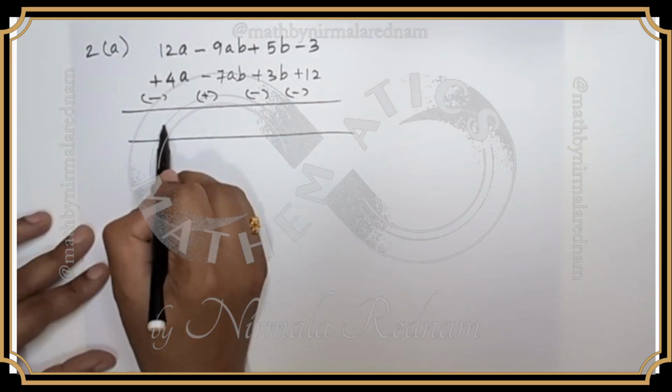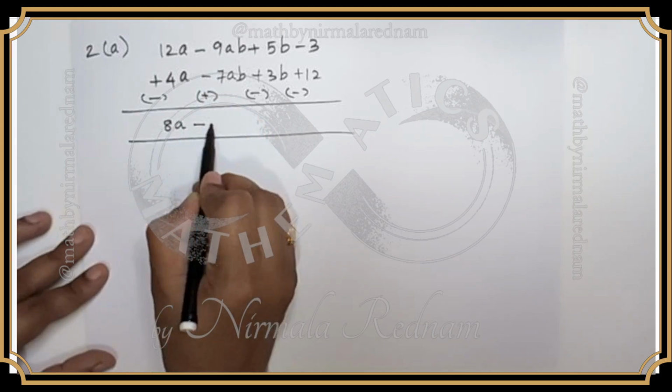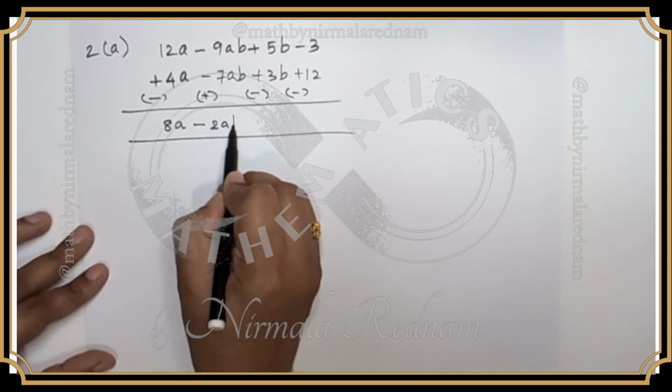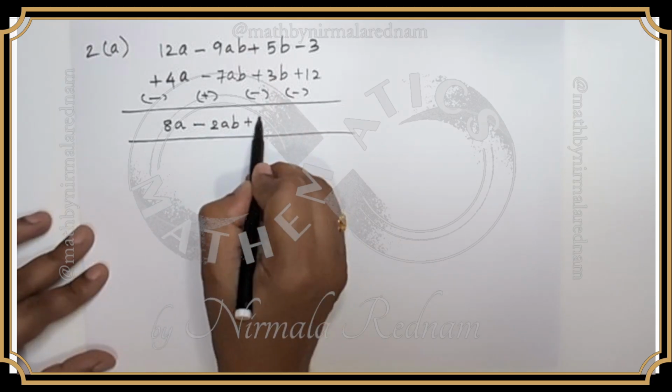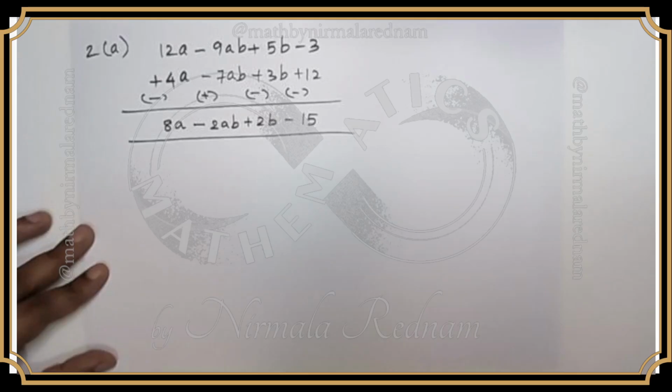So 12 minus 4 will give me 8. Minus 9 plus 7 will give me minus 2. 5 minus 3 will give me 2. Minus 3 minus 12 will give me minus 15. So this is my final answer, right?